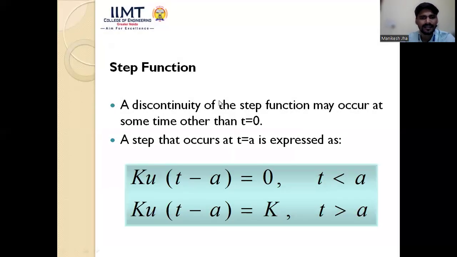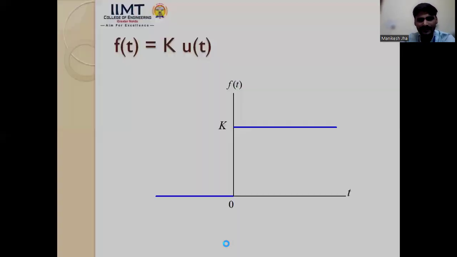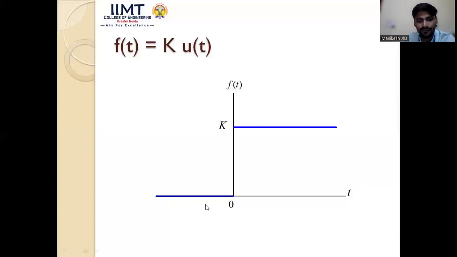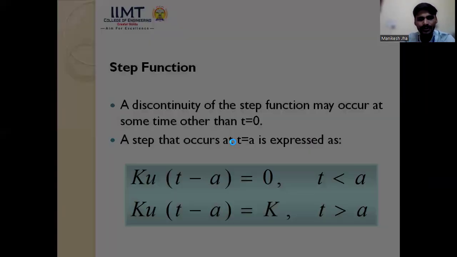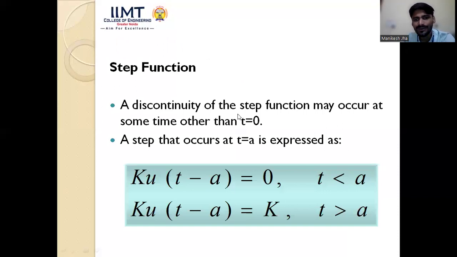Now looking at this graphical representation, before time t equals 0 the value is 0. At t equals 0, there is a jump from 0 to K. So at t equals 0, one discontinuity is there. What I am going to tell you is that the discontinuity of the step function may occur at some time other than t equals 0.